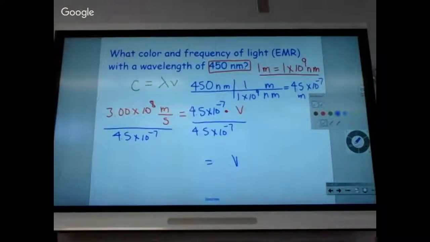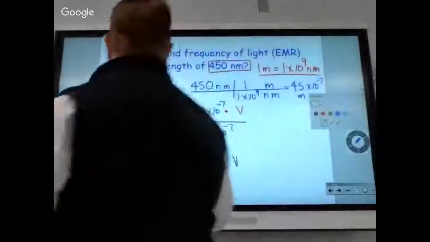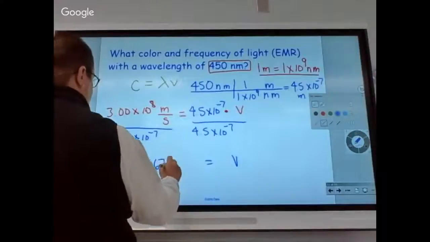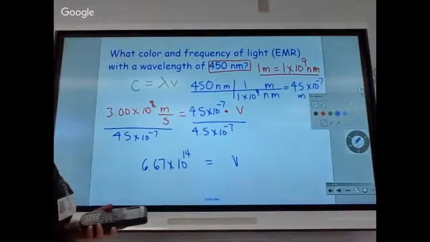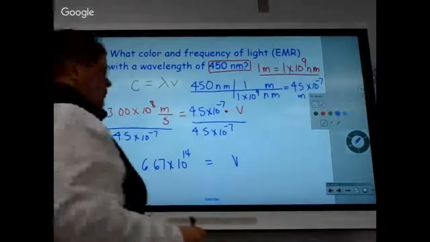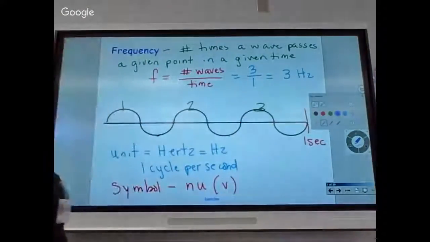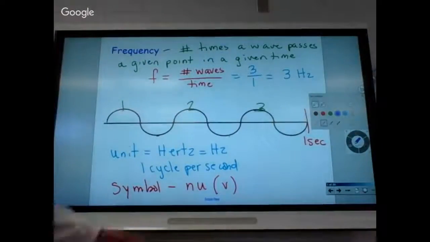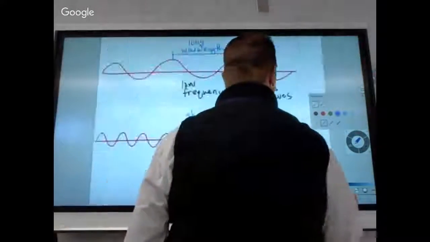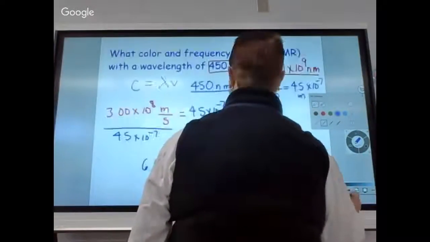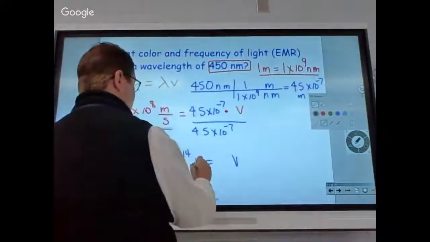All right, so 3 times 10 to the 8 divided by 4.5 E negative 7. I got 6.6. We're just going to round it to 6.67 times 10 to the 14th. Now, Caroline asked, what unit does frequency get? We flip back over here to frequency. Frequency gets a hertz. So we're going to put hertz here, HZ.